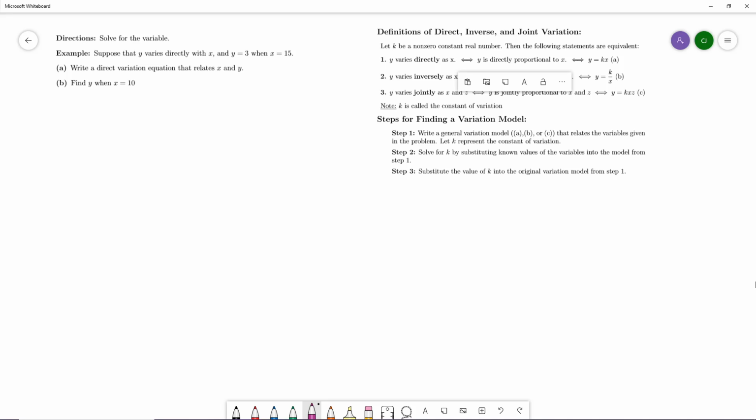Alrighty, everyone. So now on to section 5.7. On your notes, you'll see that I talked about the definitions and steps, but so I can easily refer to them, I put them on the side. So now let's start with the example.